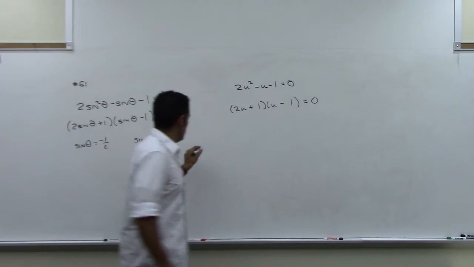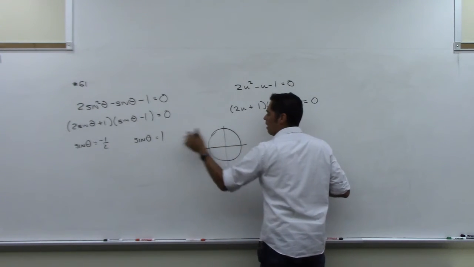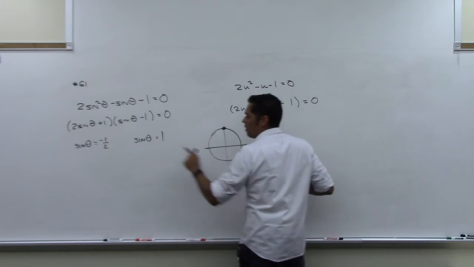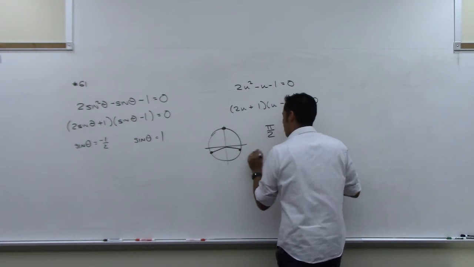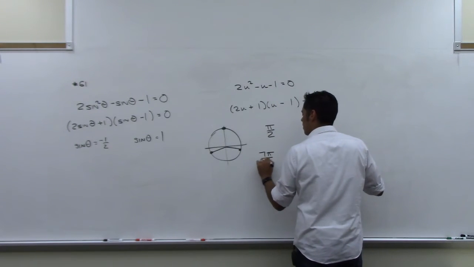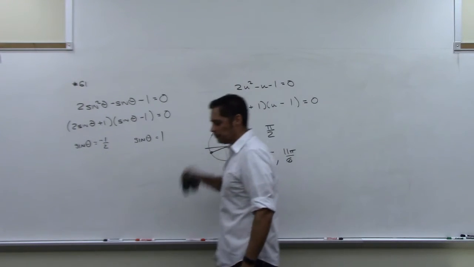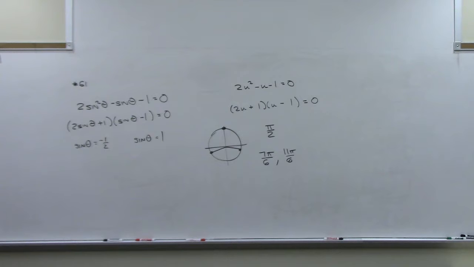So now we're looking on the unit circle. We're saying where's the y coordinate 1? That only happens here, so pi over 2. And then where is the y coordinate negative 1/2? That happens here and here. That's 7 pi over 6 and 11 pi over 6. Those are our only answers between 0 and 2 pi.